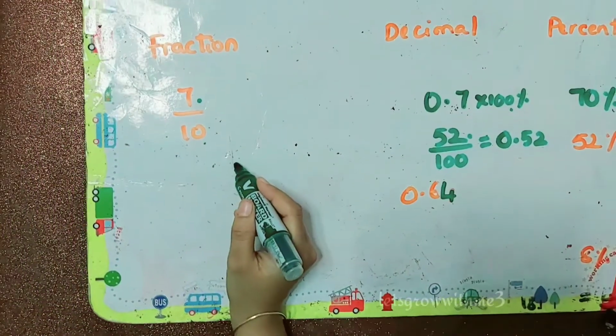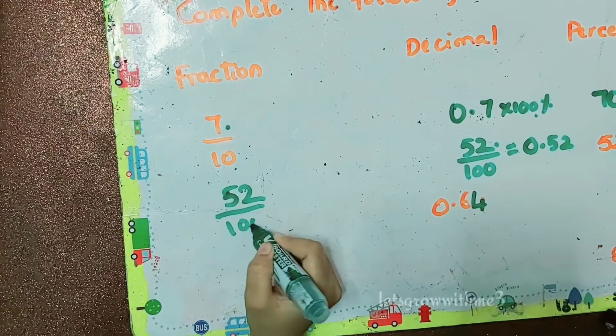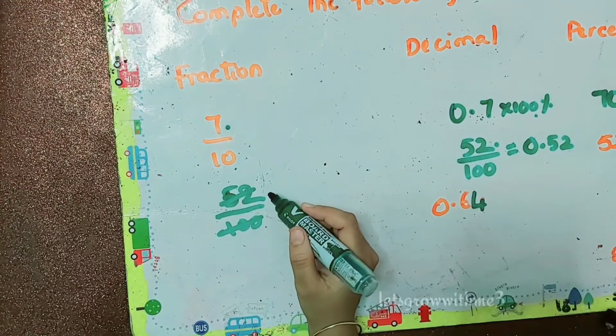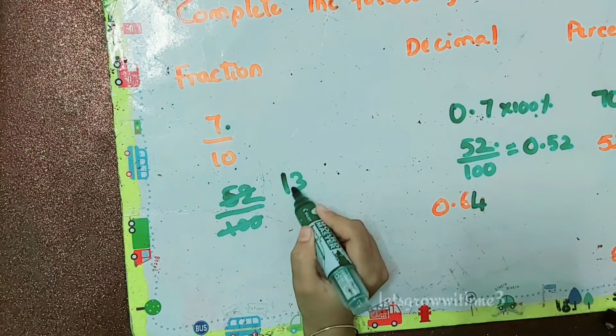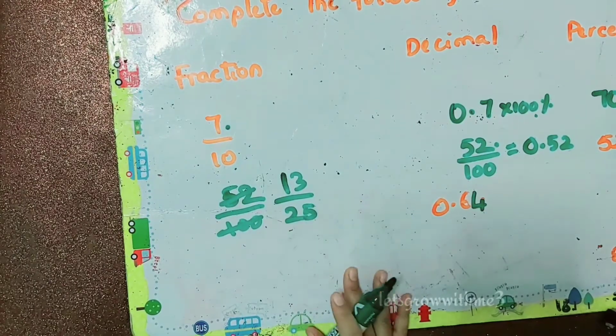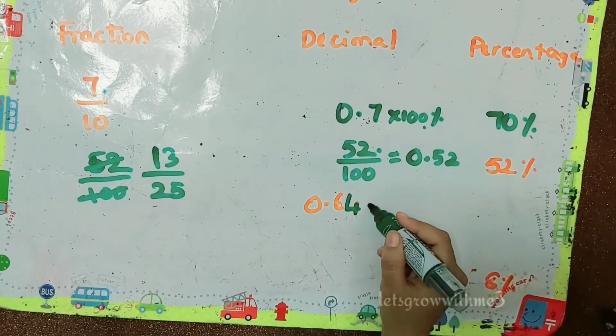Next, the fraction. How to get the fraction value? 52 over 100. We need to take out the common factors, because when you are representing in the form of fractions or ratios, we need to use the simplest form. So 4 times 13 is 52, 4 times 25 is 100. So that's it. Next we will see 0.64.